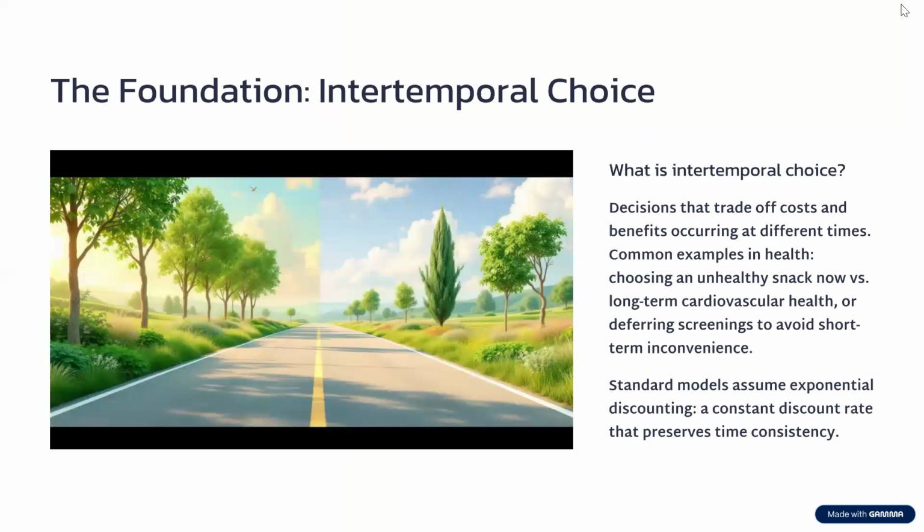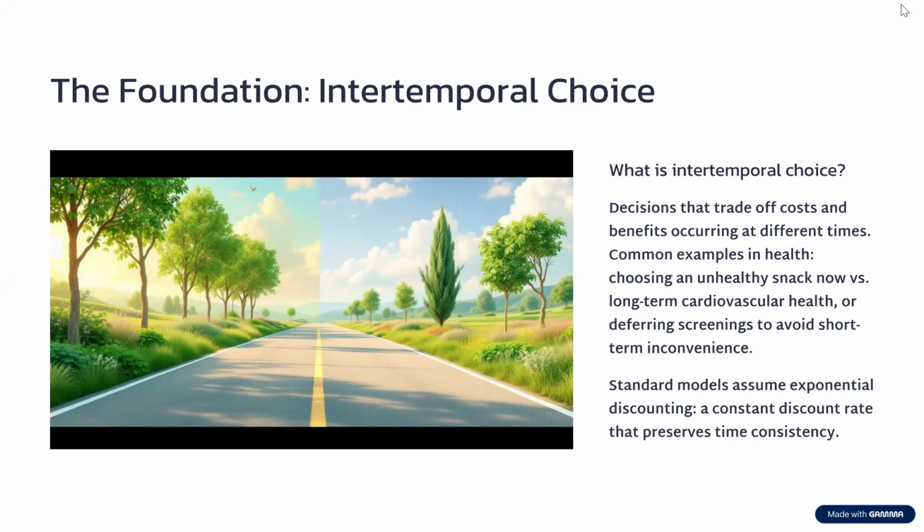The foundation: intertemporal choices. Most health decisions are intertemporal choices. They involve a trade off between costs and benefits occurring at different times. Think about a workout. The cost, effort and sweat, is now. The benefit, reduced heart disease, is 30 years from now. Conversely, with an unhealthy snack, the benefit, like taste, is now, but the cost, weight gain, is later.